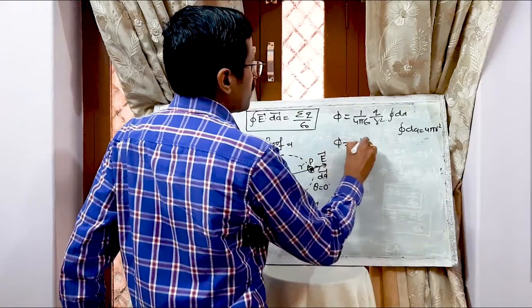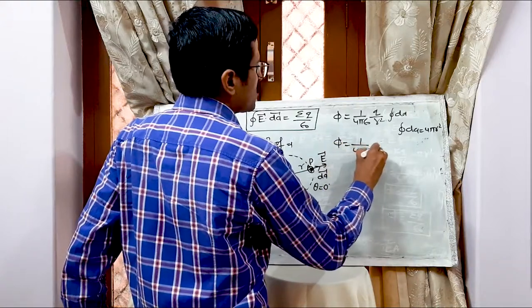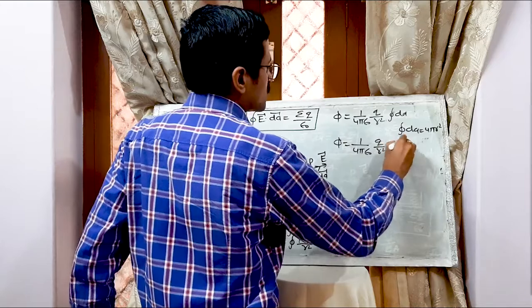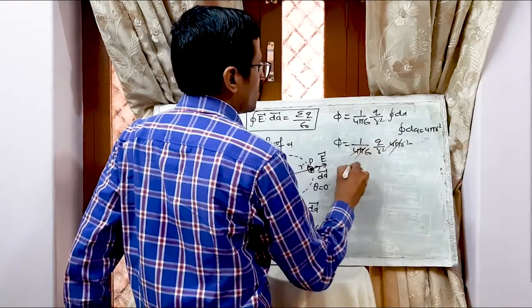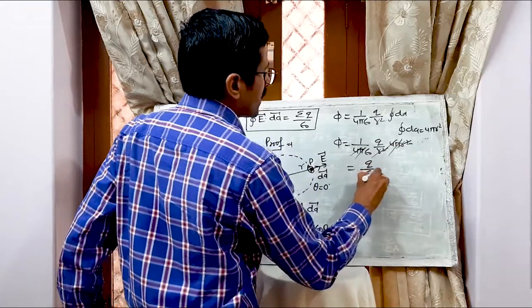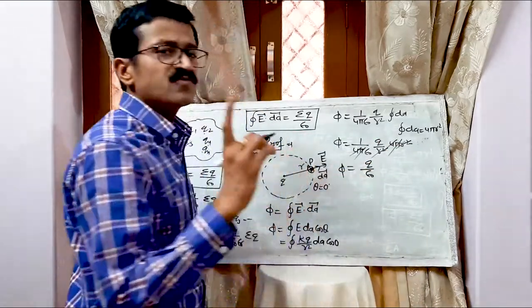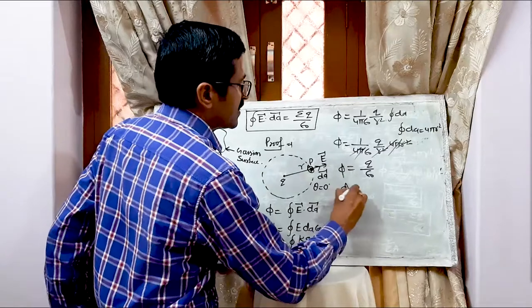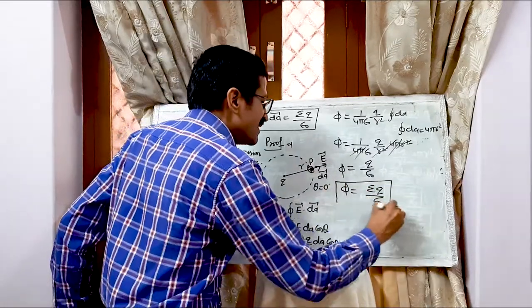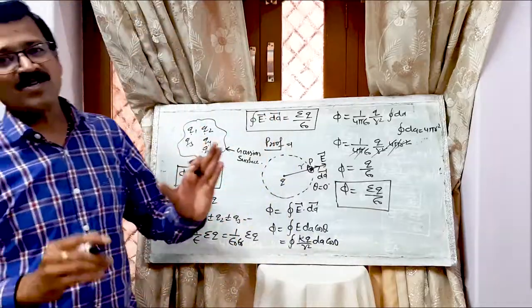Then phi will be 1 upon 4 pi epsilon naught, q upon r square, into 4 pi r square. Pi will get cancelled, 4 will get cancelled, r square will get cancelled. Q upon epsilon naught will be there. This is for a single charge. If several charges are there, then phi will be sigma q upon epsilon naught. This is the proof of Gauss theorem.